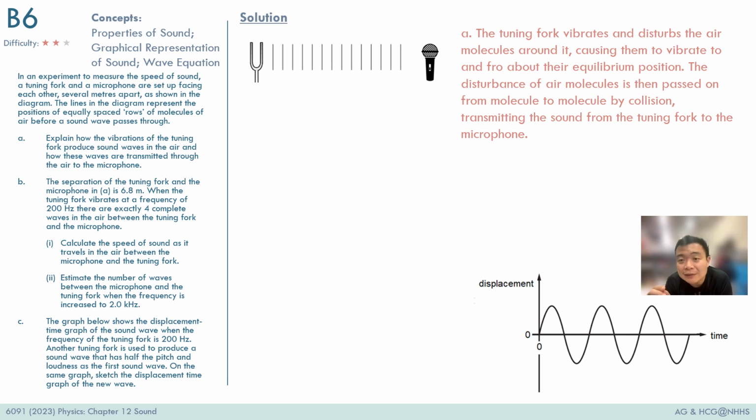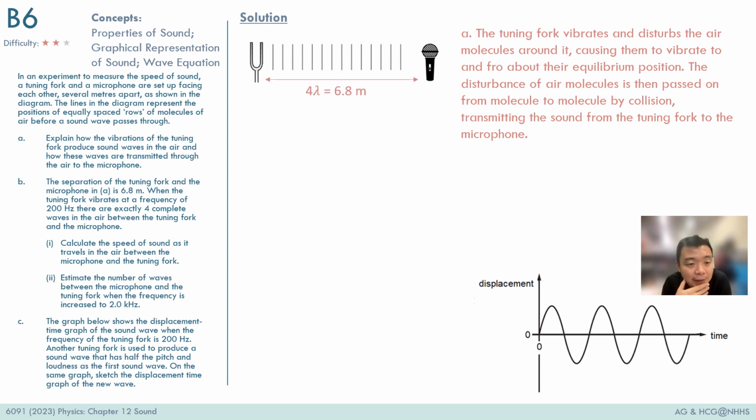This must be mentioned. So this disturbance of air molecules is then passed on from one molecule to another molecule by collision. That's the keyword, collision must come out. And that's how the energy or the sound is transmitted from the source, which is the tuning fork, to the other places, which is the microphone in this case.